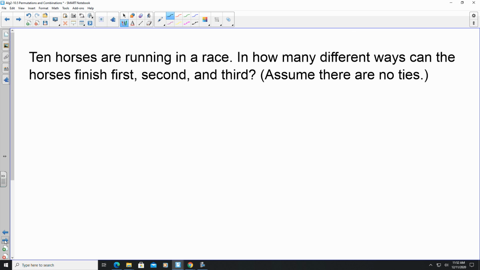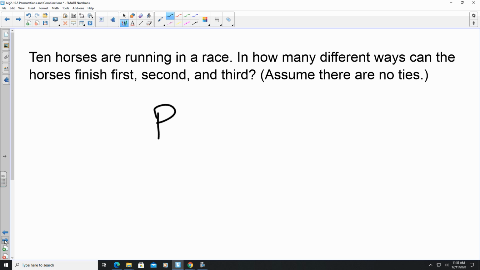All right, so here it says 10 horses are running a race. How many different ways can the horses finish first, second, and third, assuming there are no ties? Like I said, since it's a race, I talked about that at the beginning. Because it's a race, order is important, so we're looking at a permutation.